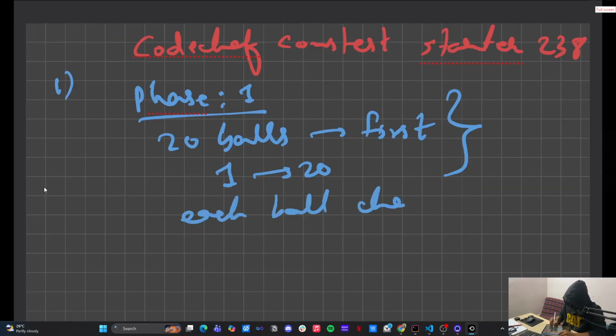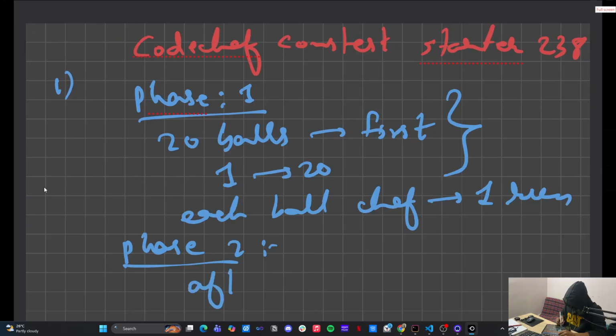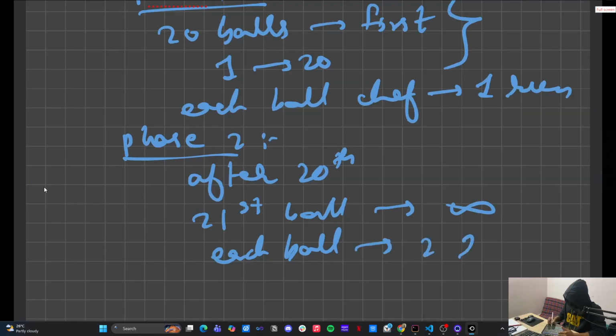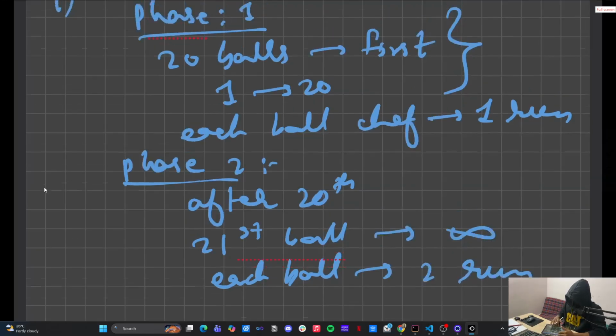Chef scores 1 run. And phase 2 is after the 20th ball. So from, let's say, the 21st ball till infinity we can think of. In this phase, each ball Chef scores 2 runs.